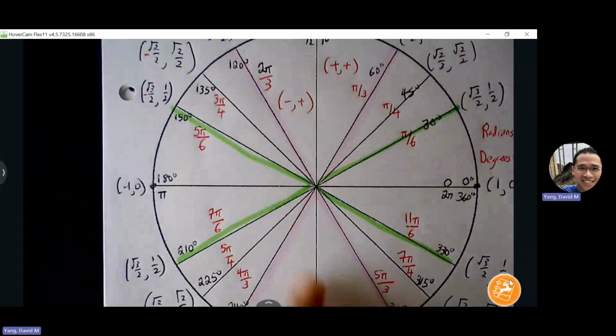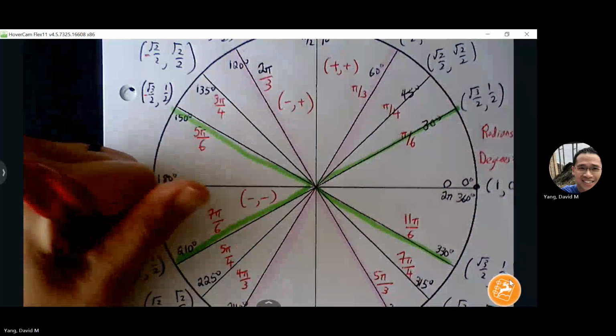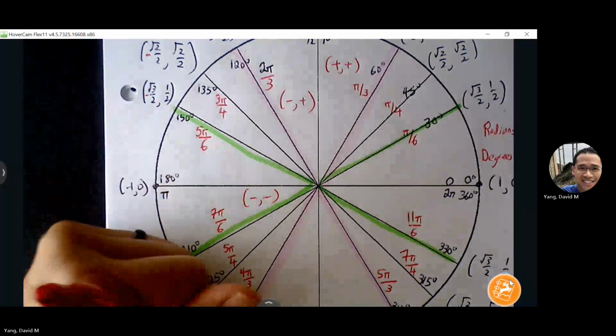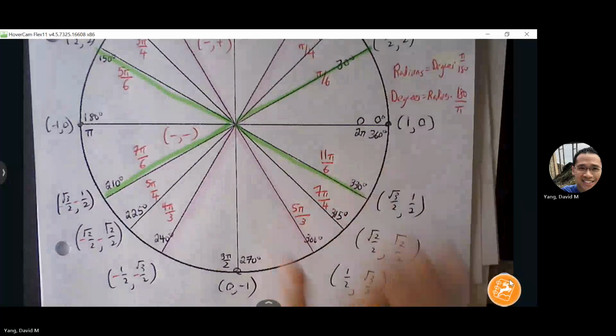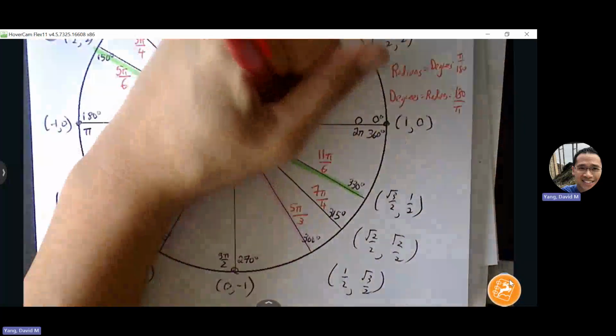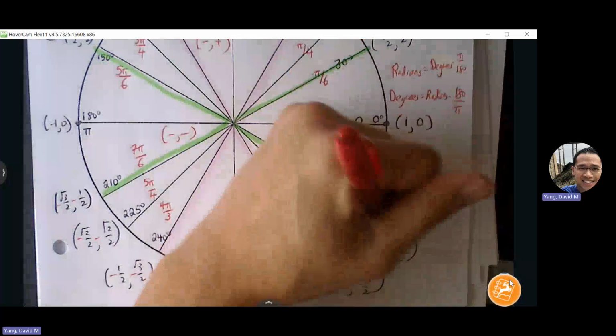Okay, what about the third quadrant? All my ordered pairs are what? Negative, negative. So anything in the fourth quadrant, positive, negative, right? So all your y values are negative here.